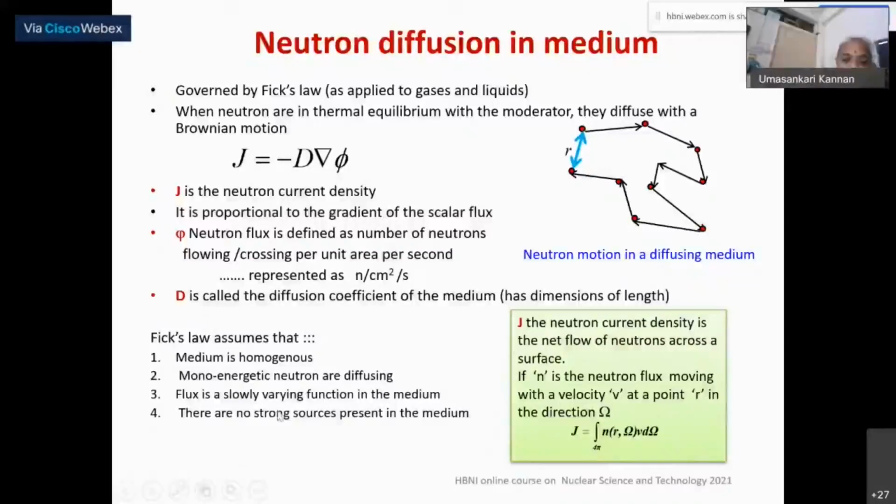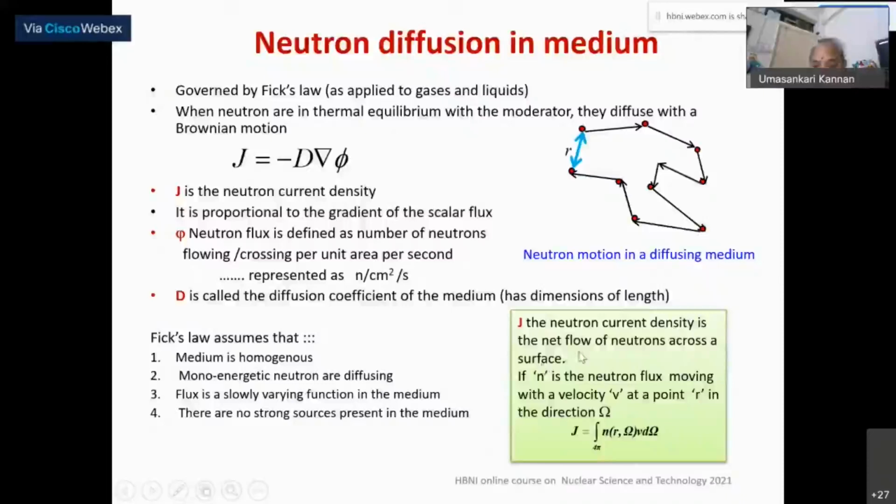Now this Fick's law has been derived considering so many assumptions. First is the medium is homogeneous. Monoenergetic neutrons are diffusing in this pattern here. The flux is a slowly varying function of position in the medium, and there are no strong absorbers or strong sources of neutrons present in the medium. So if you assume all these things, you can get a simple formula for the neutron current density.